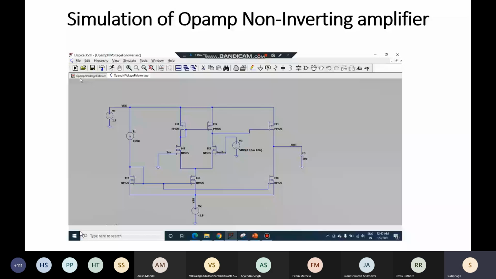Okay, any question? Any question on the non-inverting amplifier or unity gain amplifier? The voltage follower is also called a unity gain amplifier.